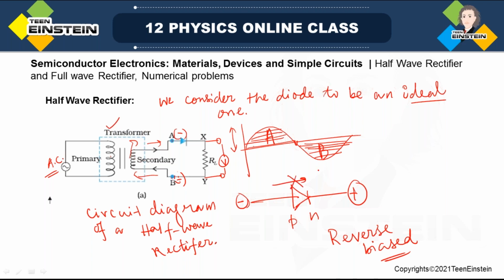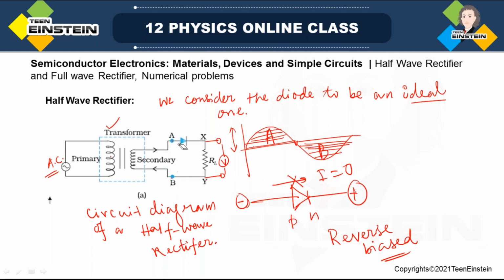Since it is reverse bias, there will be no flow of current. Okay, so current will be zero. That's what we'll see here in the circuit. There will be no current flowing, and hence there will be no voltage. No voltage. If we see in the voltmeter connected across the RL, it will show zero voltage. So in the positive half cycle you are getting voltage, then in the negative half cycle you are not getting any signal.